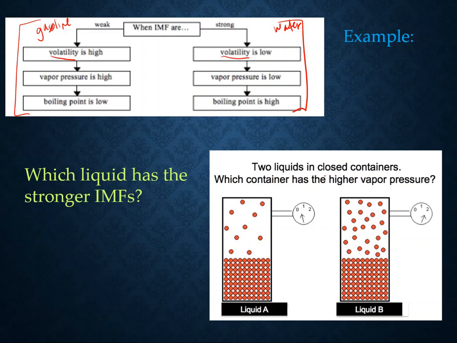First, let's look at our two closed containers here. Which container has the higher vapor pressure? Is it container A or container B? With liquid A or liquid B? Yes, you see all these particles in here, much more in the gaseous phase. B has got a higher vapor pressure. That means this has a lower boiling point though. So now that I've looked at and evaluated this particular scenario here, which liquid has the stronger IMFs?